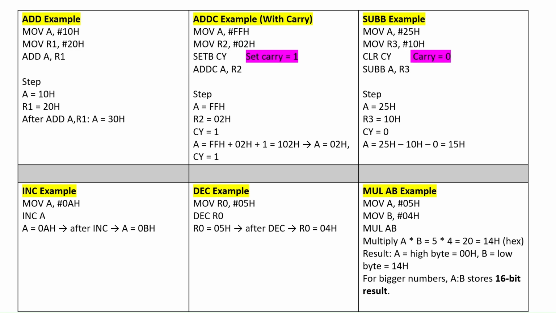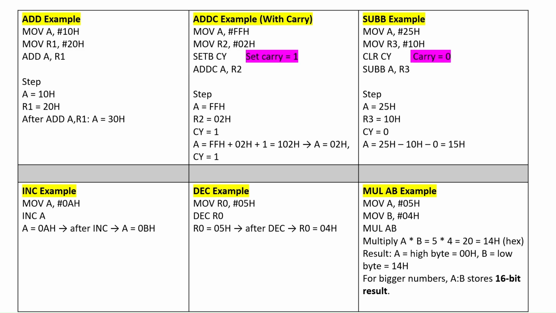MUL instruction. The next instruction is MUL AB, which performs multiplication. Syntax: MUL AB. This instruction multiplies register A and register B. Example: MOV A, #05H. MOV B, #04H. MUL AB. We multiply 5 times 4, which is equal to 20. 20 in hexadecimal is 14H.